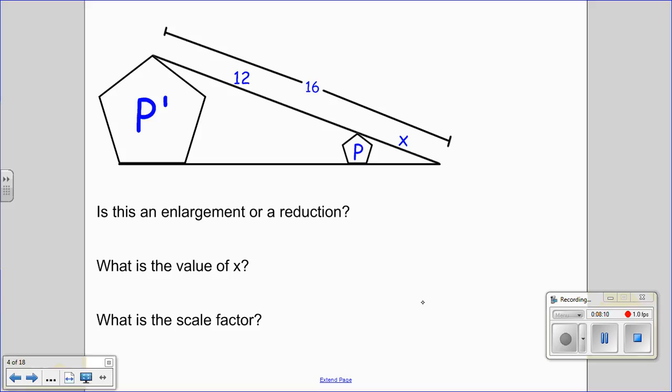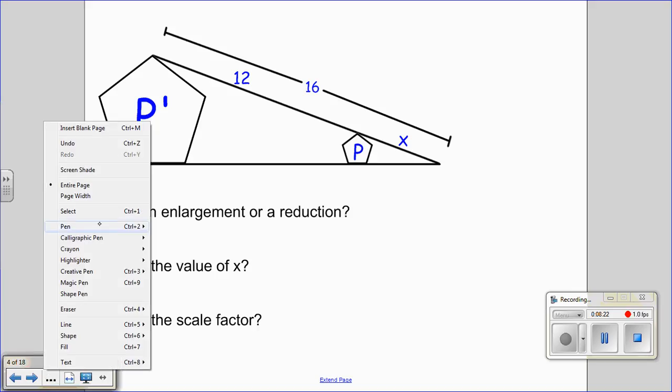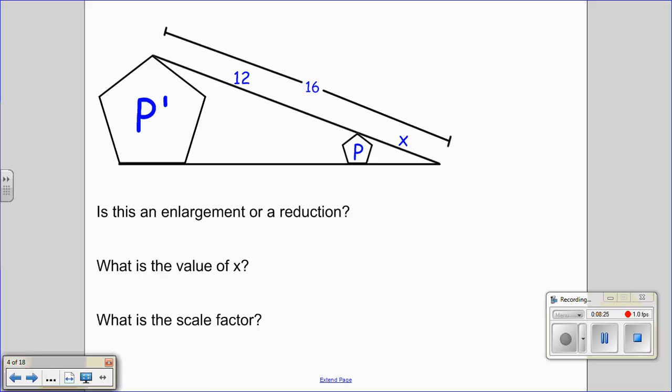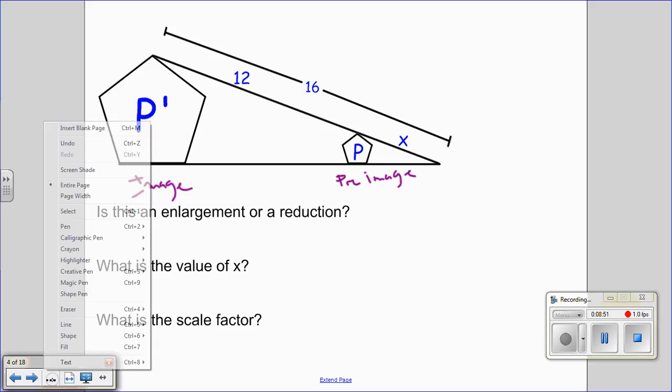So in this example, they want to know if I go from P to P prime, P always will be the pre-image. Whenever a capital letter is just a normal capital letter, that's the pre-image. And whenever it has the apostrophe, that's the image. So going from the pre-image to the image, what dilation occurred? Well, clearly, P, the pentagon with P on it, got larger. So it is an enlargement.